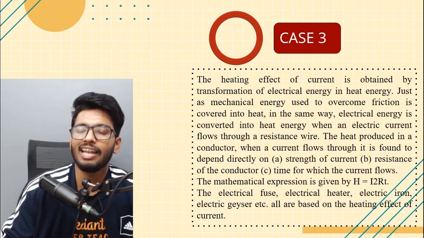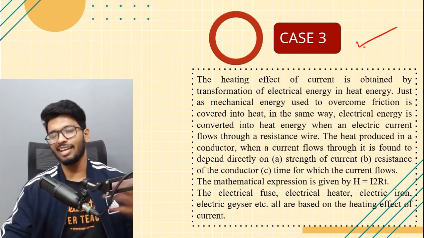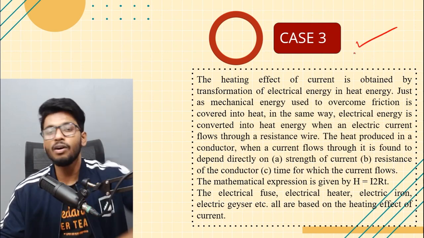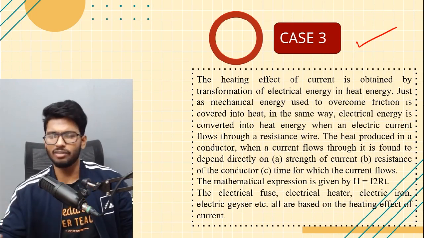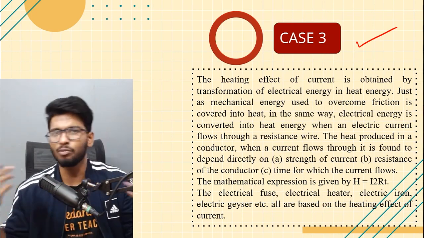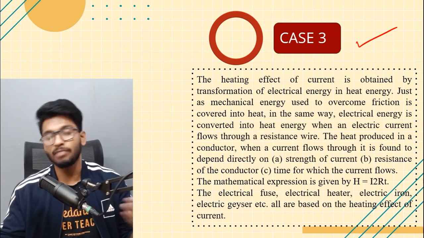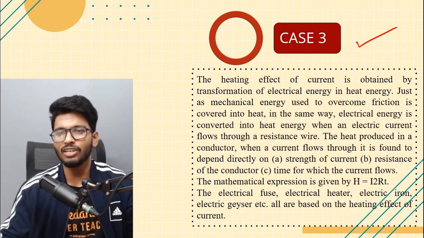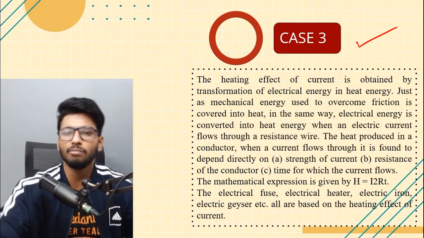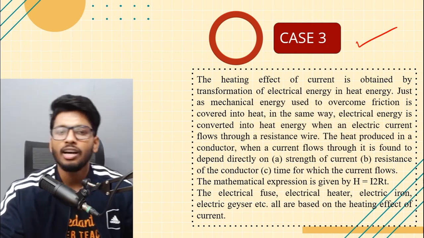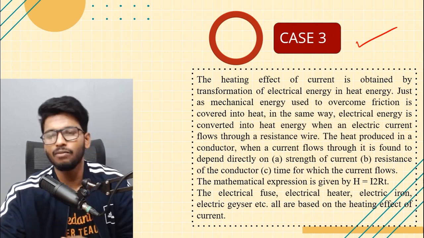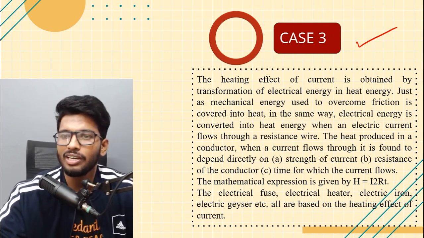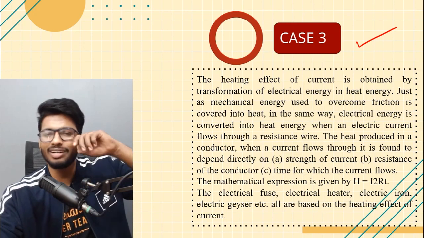All right, guys, the last question for today, the last case study based question, case number 3. Here we go. This is about the heating effect of electric current. I'm going to read the paragraph. You can pause the video and read it if you feel like I'm going a little fast, and then solve it accordingly. The heating effect of electric current is obtained by transformation of electric energy into heat energy. Just as mechanical energy used to overcome friction is converted into heat, in the same way, electrical energy is converted into heat energy when an electrical current flows through a resistance wire.